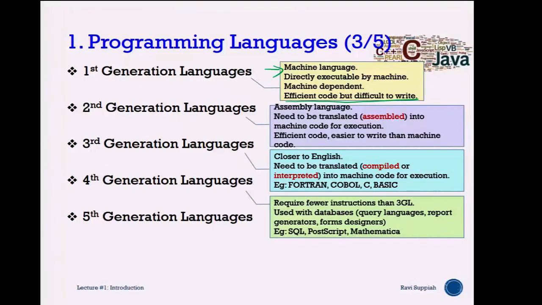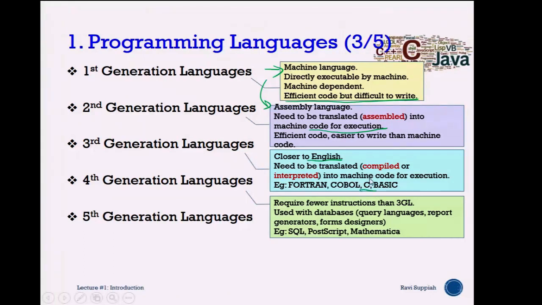Then of course, we move on to assembly language, which is what we saw just now. Assembly language is a bit easier to write than machine code, but it is, again, very specific to the hardware. So it's good for execution, but it's specific to hardware. Then of course we go on to third generation language, which is a bit closer to English, like your C programming.